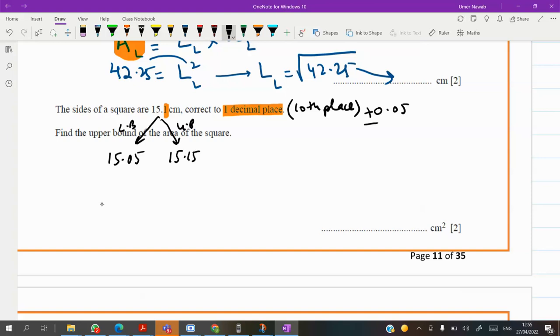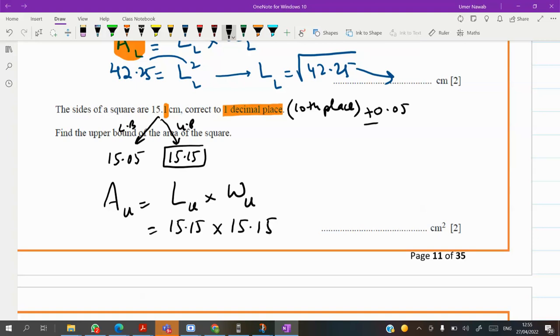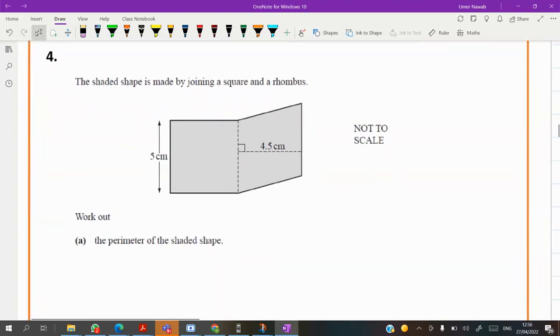Now we want to find the area upper. So area upper is length upper and width upper. Length and widths are the same. So I'm going to use 15.15 times 15.15. It gives us the final answer.